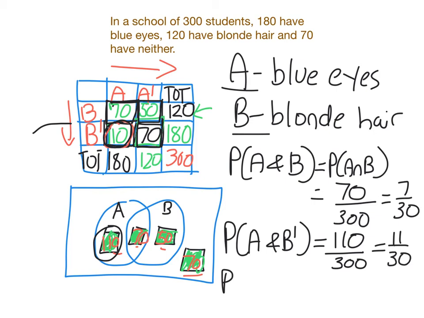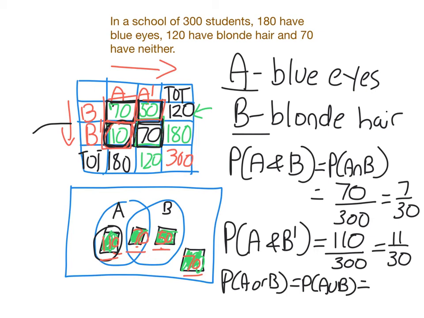Now the probability of A or B, so they have blonde hair or blue eyes, and in set notation that's A union B, we have to include all those that have blue eyes, all those that have blonde hair, and all those that have blue eyes and blonde hair. So in the Venn diagram, we're including everything inside the circle. In the two-way table, we're including this cell, and this cell, because all people in those cells either have blue eyes, have blonde hair, or both. And when we say or in probability, we mean or both.